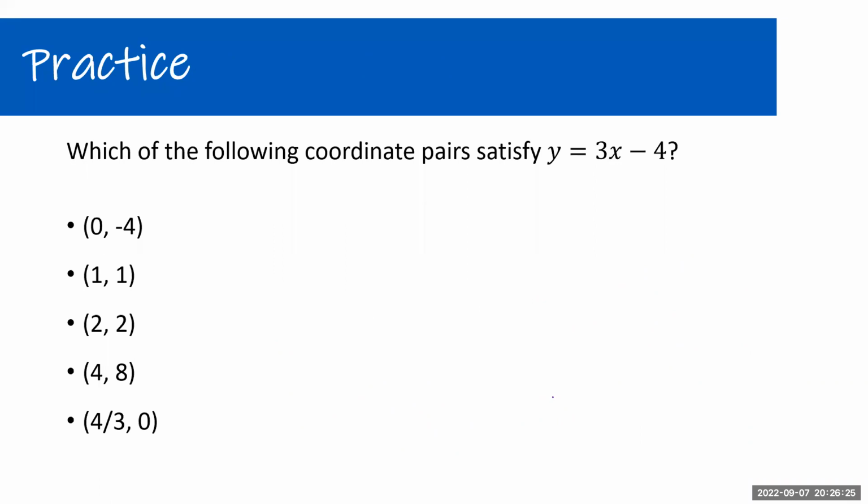Which of the following coordinate pairs are going to satisfy y equals 3x minus 4? Well, let's plug them in. 0, -4. Remember, this is x, this is y. Does 0, -4 work? Well, 3 times 0 minus 4 is going to be 0 minus 4, which is negative 4, which is our y value. So yes, this one does. Okay. We can circle that one.